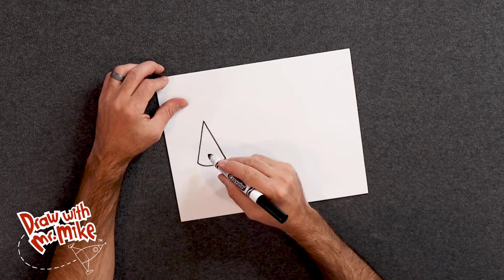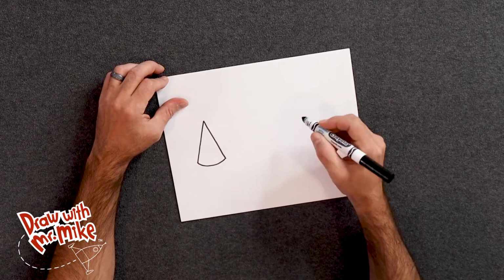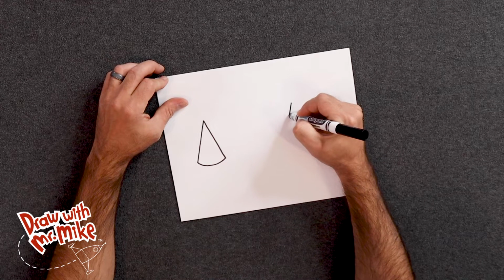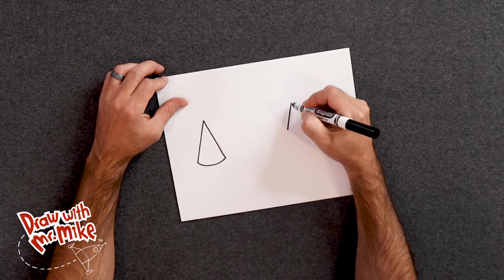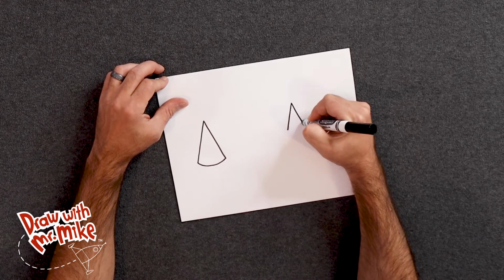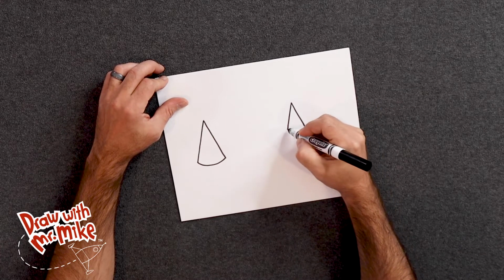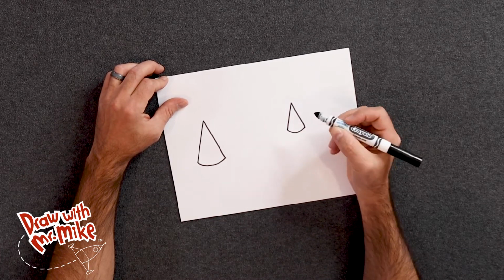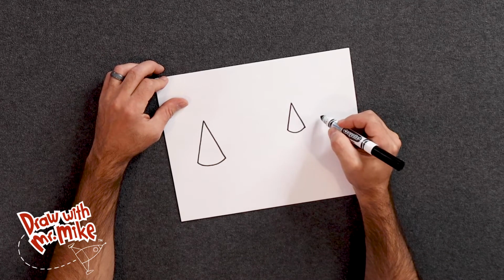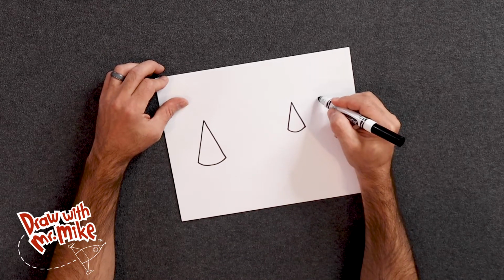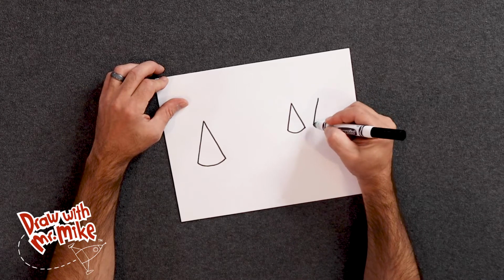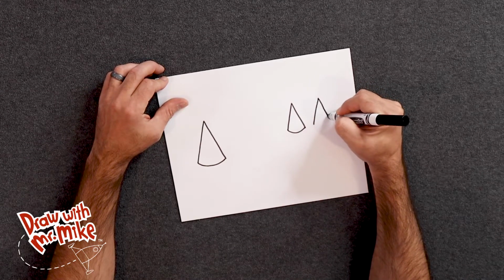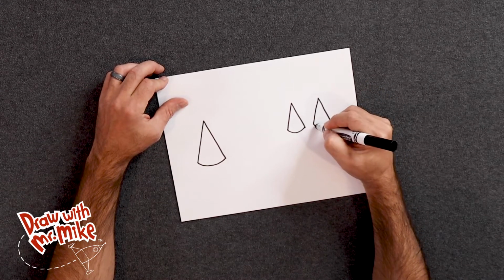Next, we're going to draw 2 more of those over here. So a line down, another line down, and then an arc. And then we'll draw 1 more of these right over here. A line down, another line down, and an arc.